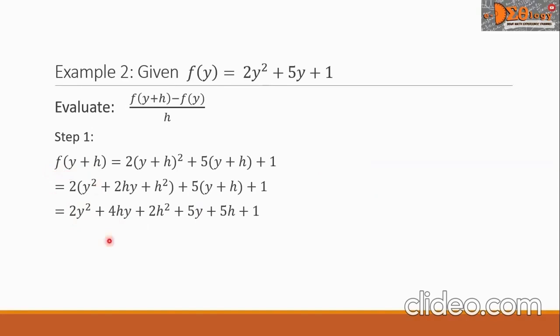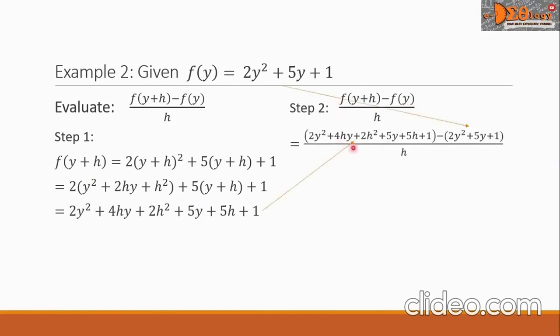Let us go to step 2, and that is evaluate the given problem here. So this is f of y plus h minus f of y all over h. Let us substitute the values. The first function was evaluated in step 1, and then minus the f of y is the given function here. So we copy it here, then all over the h. We will simplify further.